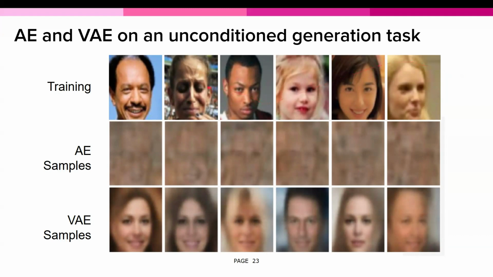So an example of an AE versus VAE. These are training images corresponding to a set of celebrity faces, the CelebA data set. And then in the deterministic autoencoder, to try to generate new samples, we're going to pick a random spot in its latent space, a random latent vector, and then try to decode it. And what we can see is that the images that were generated are pretty meaningless. None of these images look like faces.